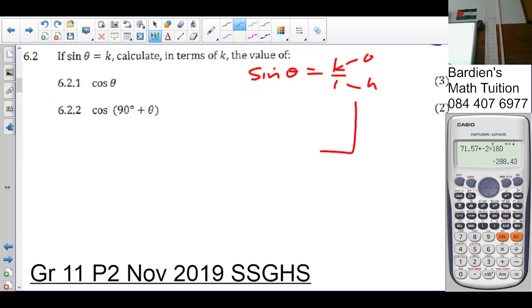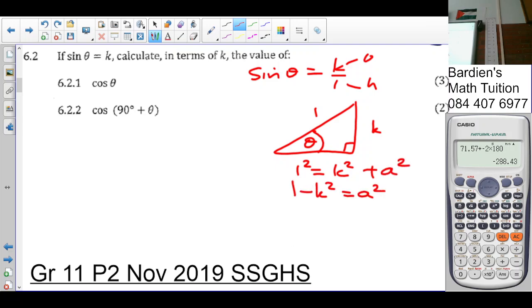So that's going to give you theta there, not so? Sine is opposite over hypotenuse. So how do you get the third side? Applying Pythagoras. So 1 squared is equal to k squared plus the adjacent side squared. So it's going to be 1 minus k squared is equal to your adjacent side squared. The square root thereof is the square root of 1 minus k squared. People, the square root of 1 minus k squared is never 1 minus k. Okay, why? Because of the minus between them.